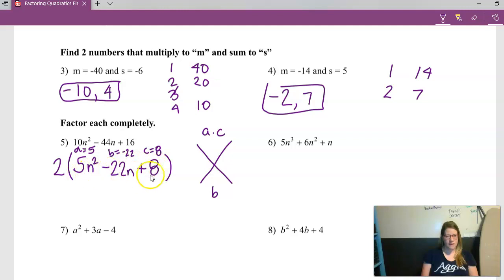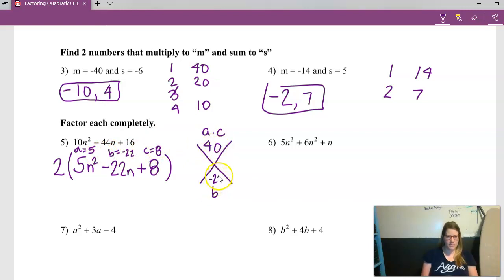So even if this were written in a different order, like 5n squared plus 8 minus 22n, A, B, and C would still be the same A, B, and C we've written down here. So this kind of depends upon this polynomial being written in standard form with highest exponent to lowest. Anyway, so A times C would be 8 times 5 is 40, and B is -22.